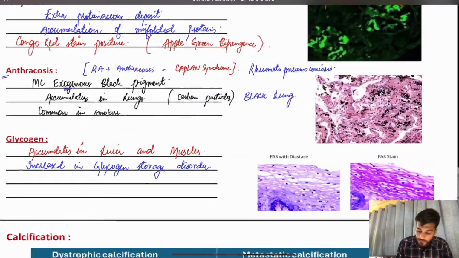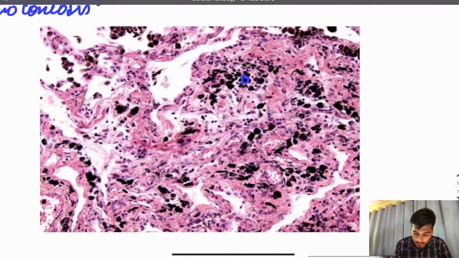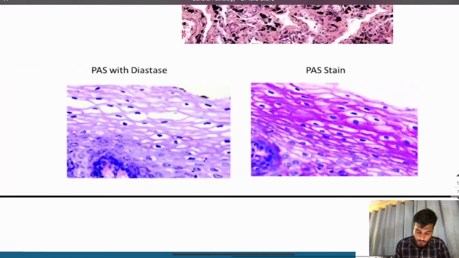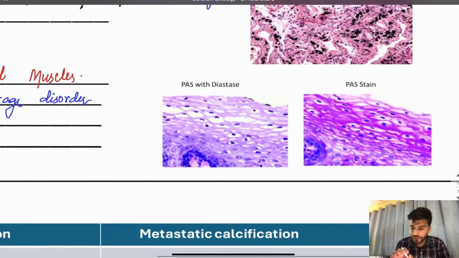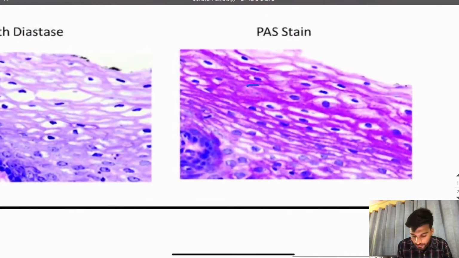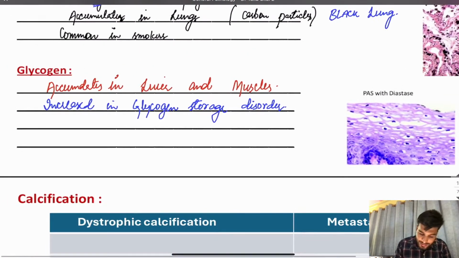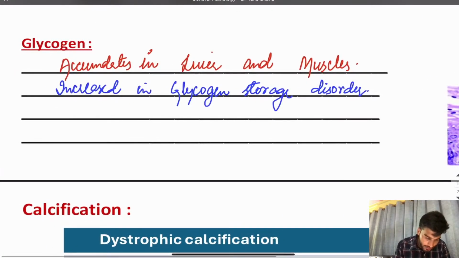Now if we see this, guys, this is a black pigment, anthracotic pigment in anthracosis. And this one is PAS stain positive, periodic acid Schiff positive. Which one? Glycogen. And this pinkish material, guys, these pinkish stains represent stored glucose. So write it down, guys. Granular pink staining material represents the stored glucose.